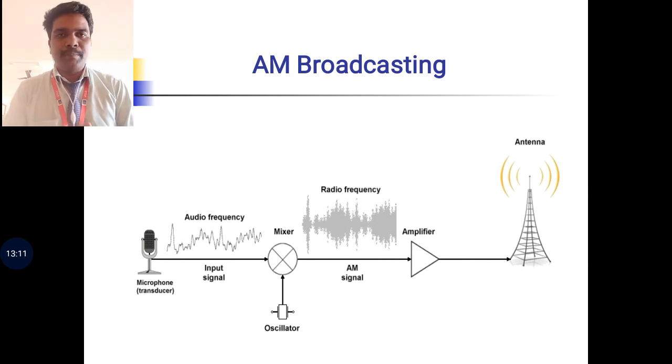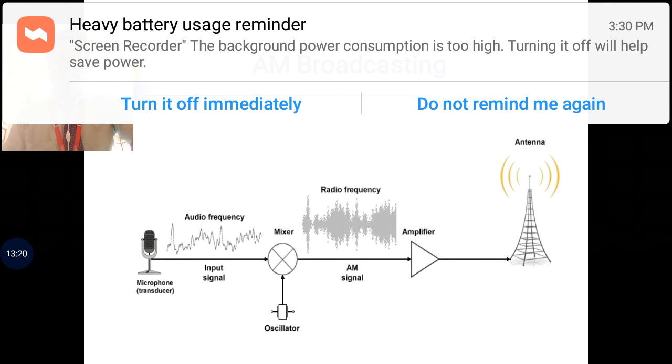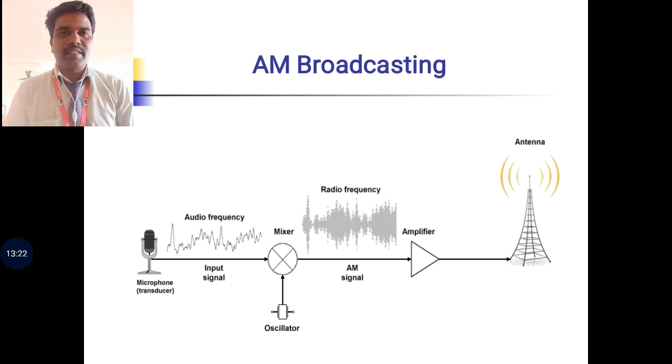In this topic, the summary is: what is amplitude modulation, what is the need for amplitude modulation, the major advantages and disadvantages and applications of amplitude modulation, and finally we discussed one application, AM broadcasting, right? These are the summary points, and we will discuss the next topic in the next video lecture. Thank you.